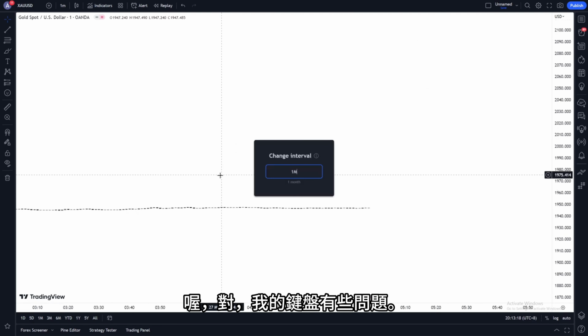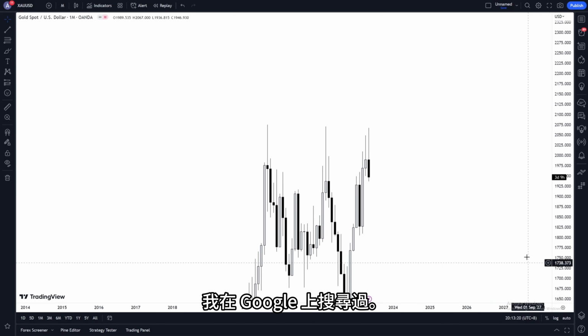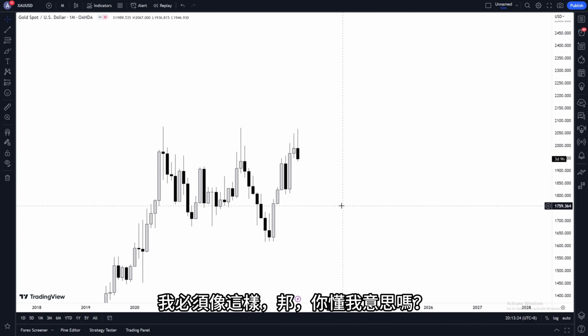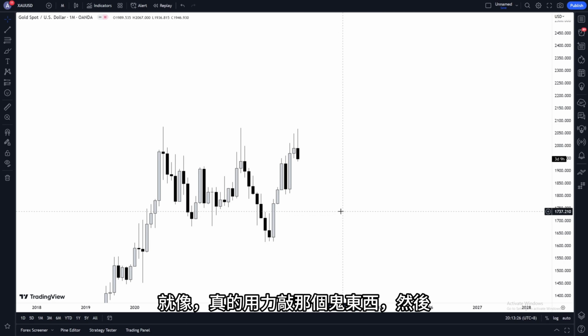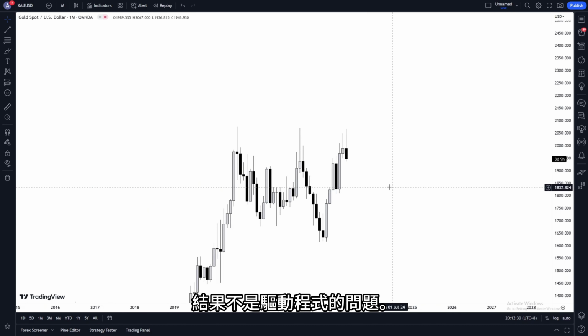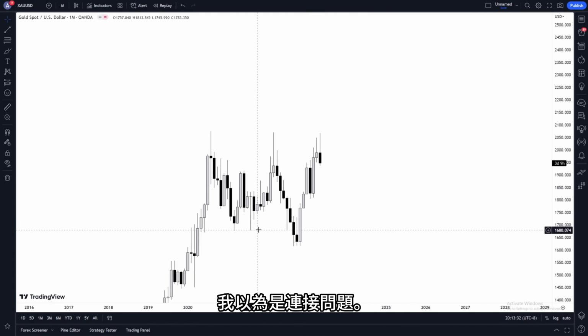One minute. Oh yeah, my keyboard has some problem. I searched it on Google. It keeps typing multiple letters. Sometimes certain letters don't type. I have to like bam, you know what I mean? Like really beat it up, and then the letters work. I thought it was a driver issue. It was not a driver issue. All my drivers are updated. I thought it was a connection issue.